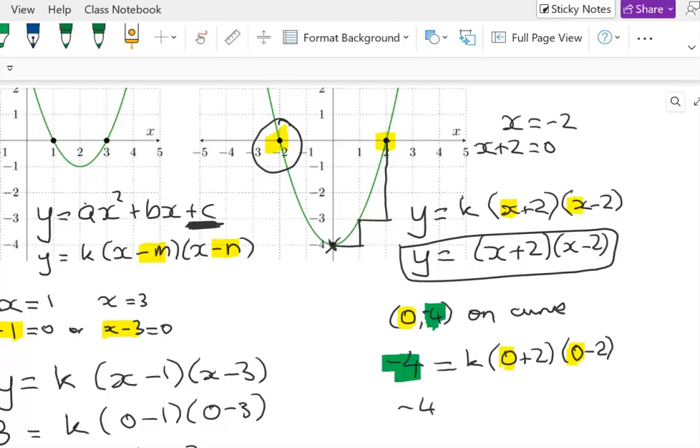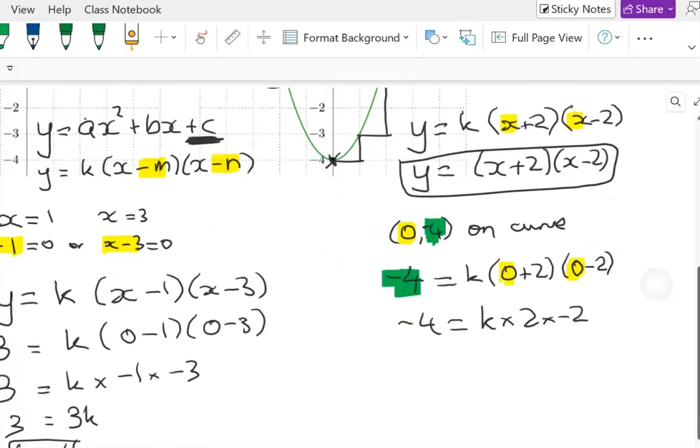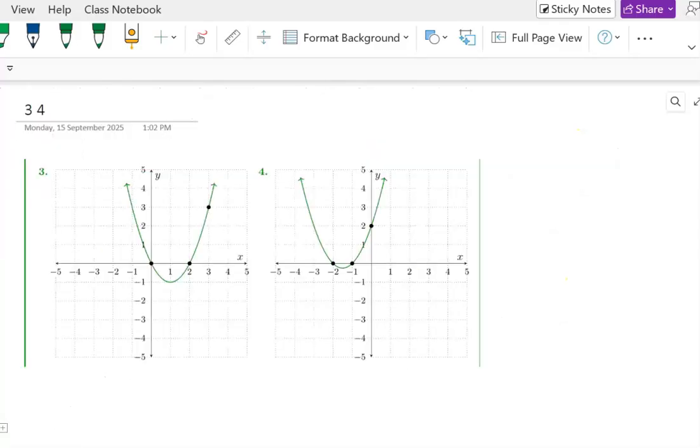Then we're going to do some year 9 algebra. So we've got k times 2 times -2, which gives me -4 is equal to -4k. So k is equal to 1. Right, so I'm teaching that so slowly at this stage because when you come to do graphing in year 12, the skill of substituting in a point to check the scale factor is a really, really useful one. So it's good to start understanding it now. Okay, let's go on to the next two. Pause the video and try and write those two down.